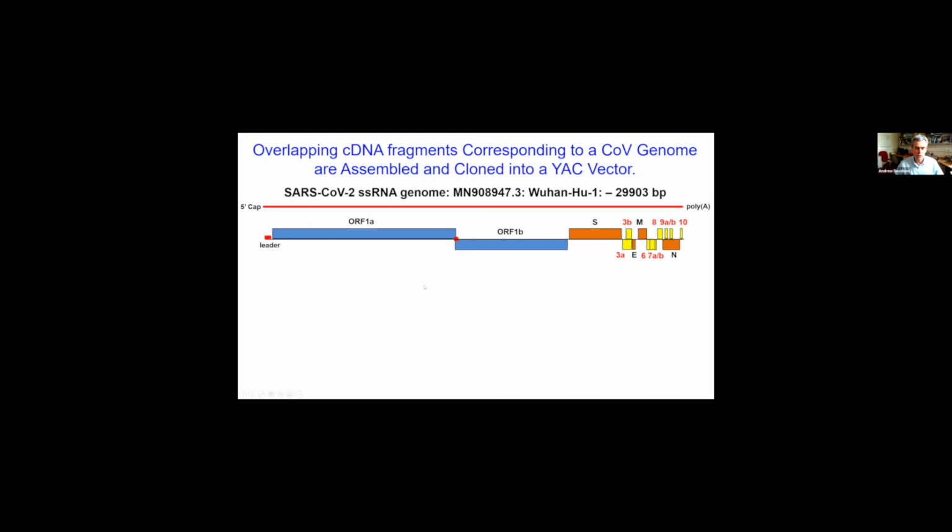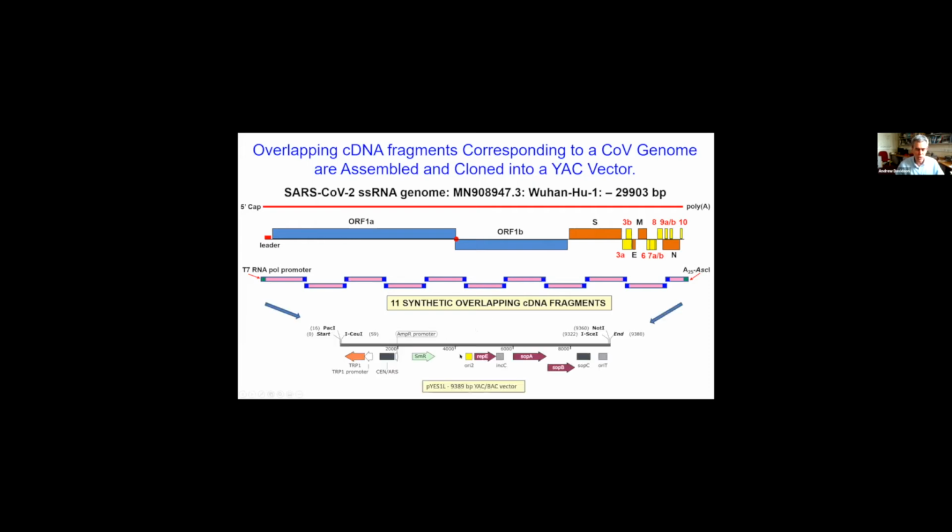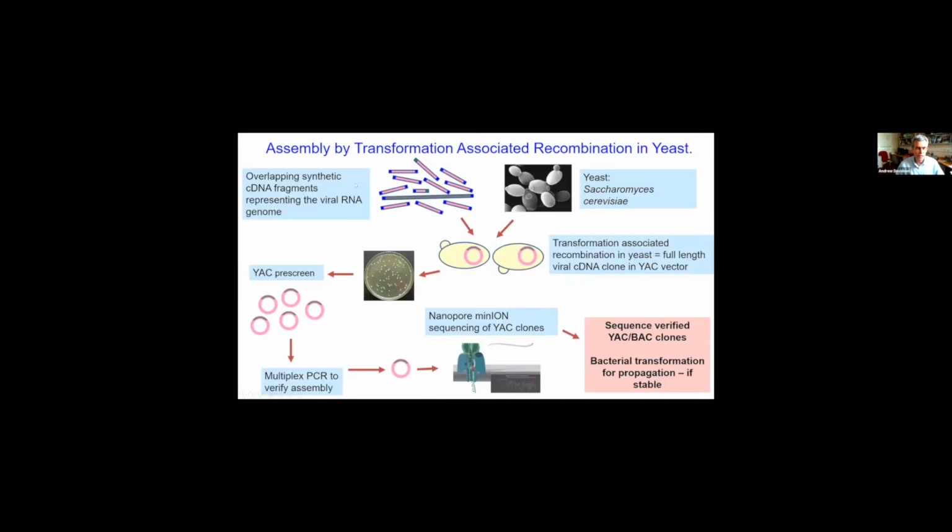So we tried this for SARS-CoV-2, and one important point is even before the virus was in the UK, we'd ordered overlapping gene fragments that were synthesized commercially. And then we proceeded to join these together in a YAC vector that was also commercially available. The technique is here. You have your overlapping fragments with your YAC vector, you transform them into yeast, and I should say we bought all these components.